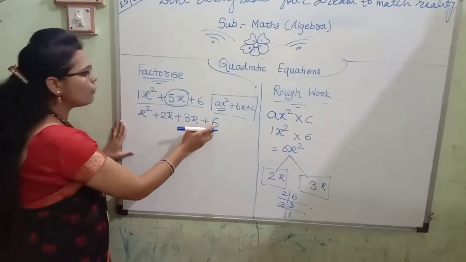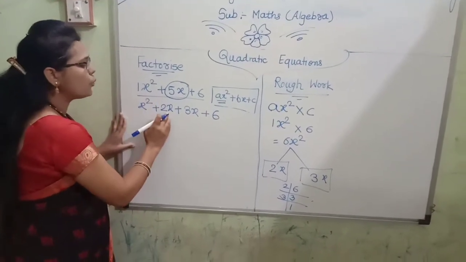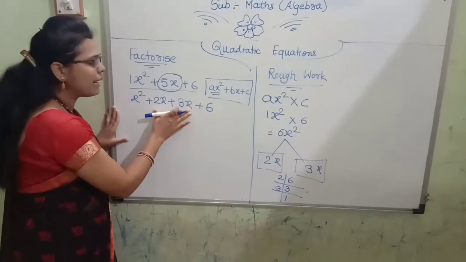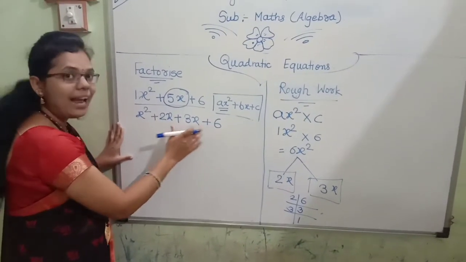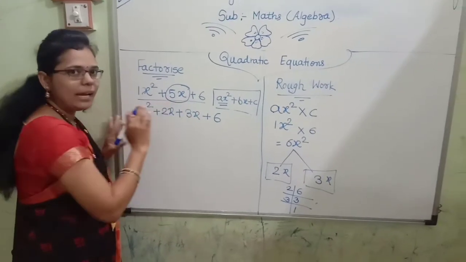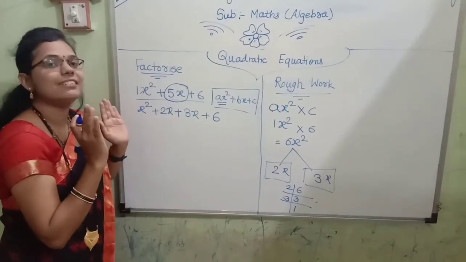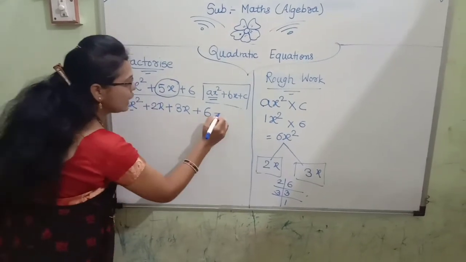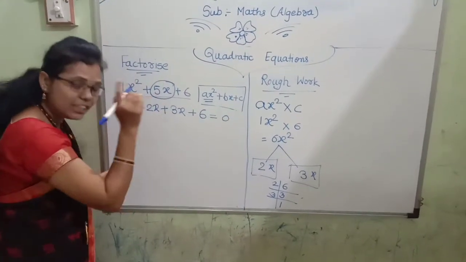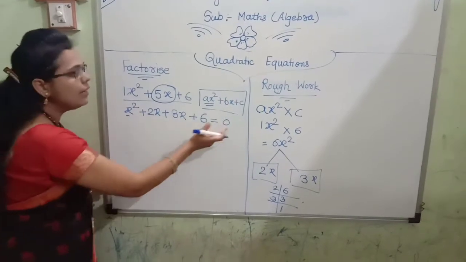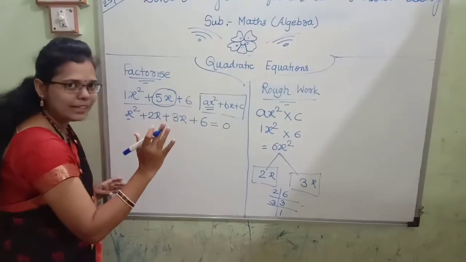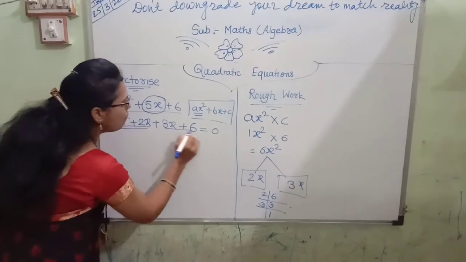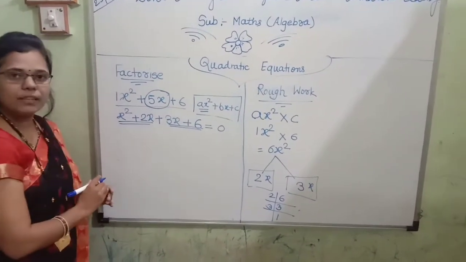Okay children. Now 6x square means 2x multiply 3x, isn't it? It means multiplication form 6x square and addition form 5x. It means my factorizations are correct. Now I want to prepare here is equal to 0. I should write it. It's very important in the equation: the second side should be 0, isn't it?